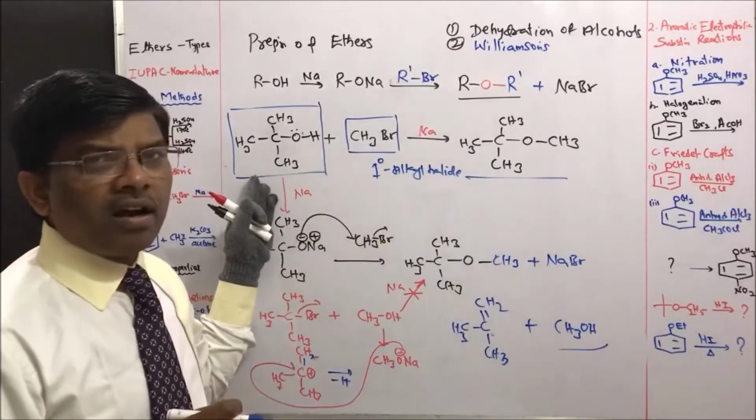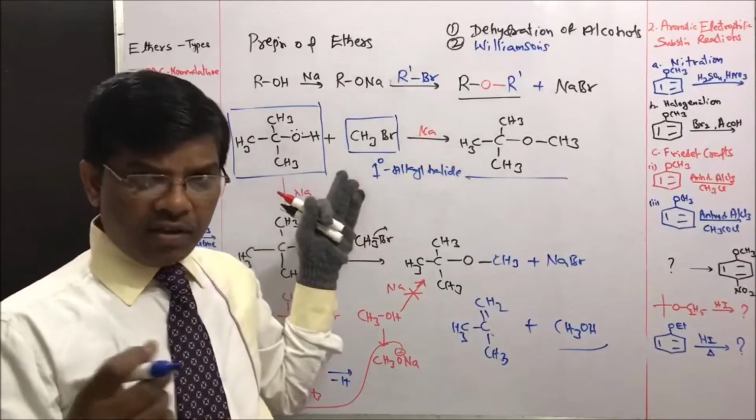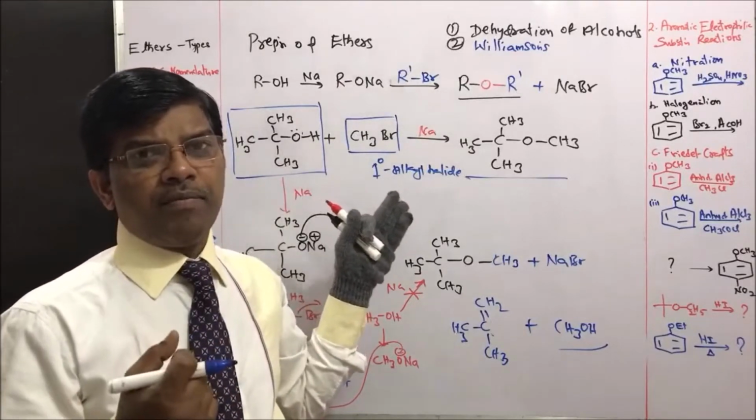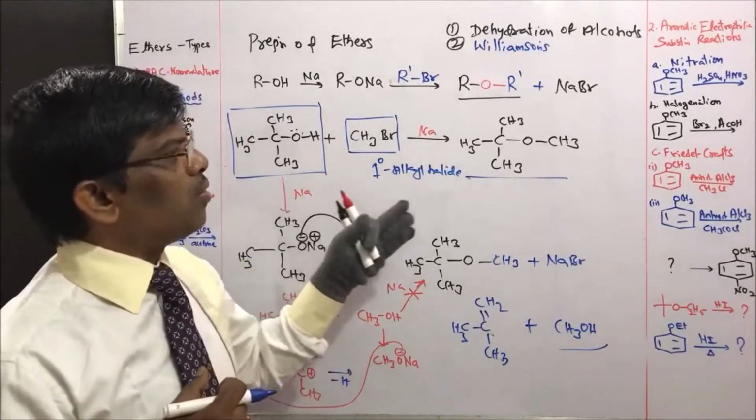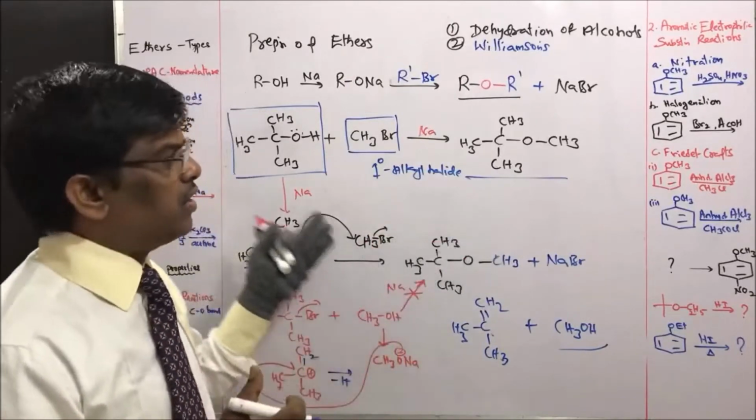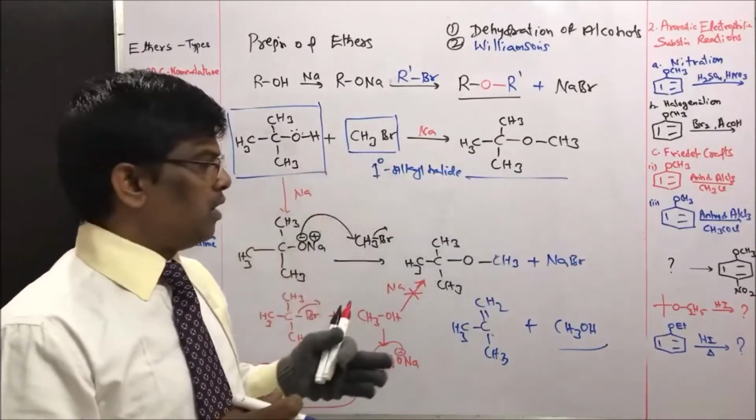So choose the alcohol part as tertiary or secondary if you want to make these types of ethers. Otherwise, if you want to make symmetric ethers, no question, you can take any of these and do it.